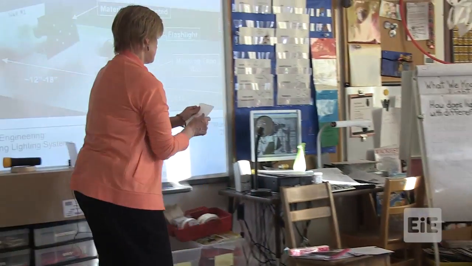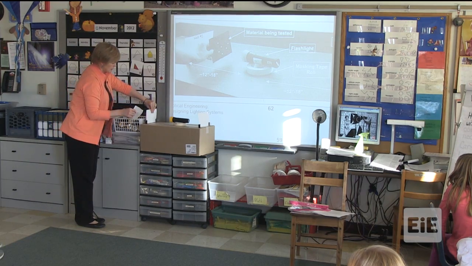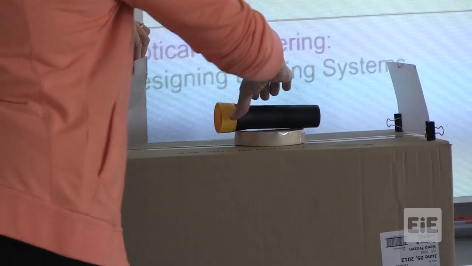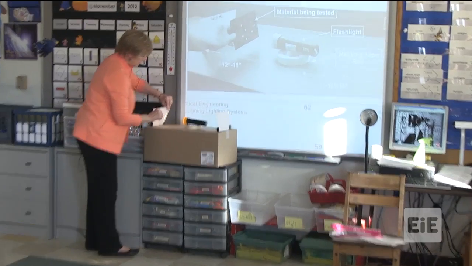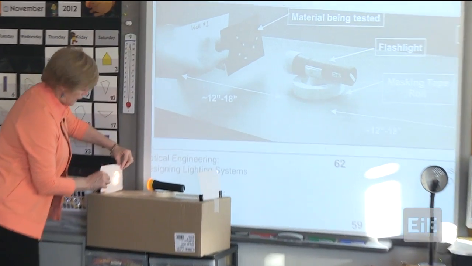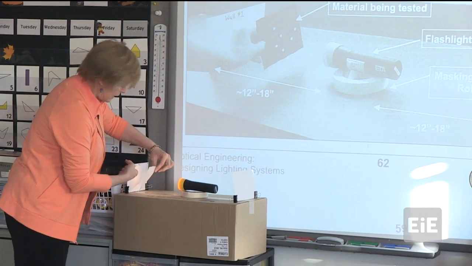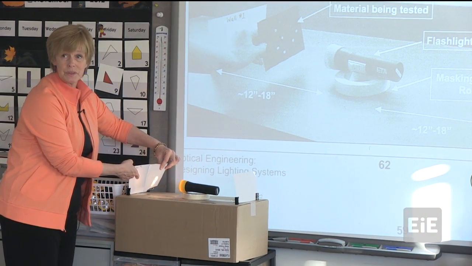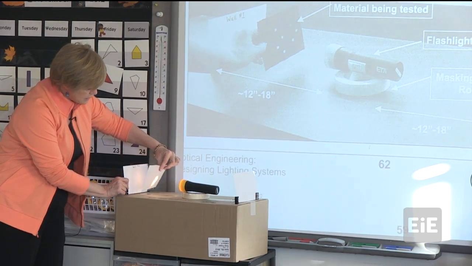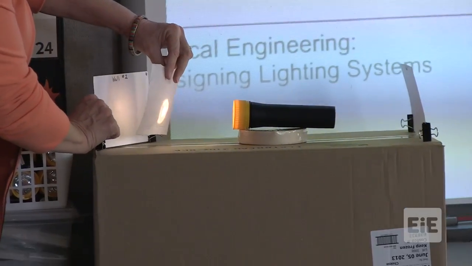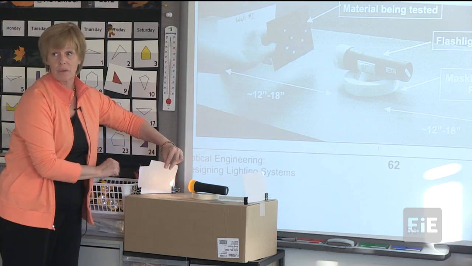I'll try the tissue paper first. So I'm going to shine this on here, turn my flashlight on, and I need to look in front, in back, and on the wall too. So I don't know if you can see this, but there is light coming through the front of the tissue paper and also shining on the wall.